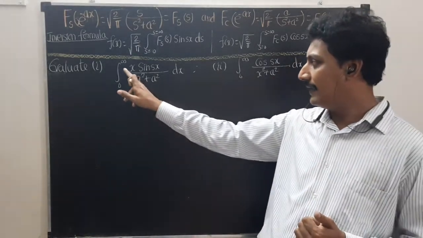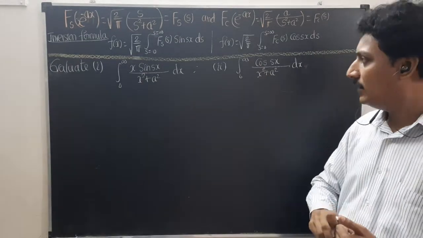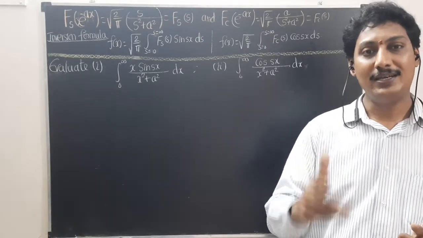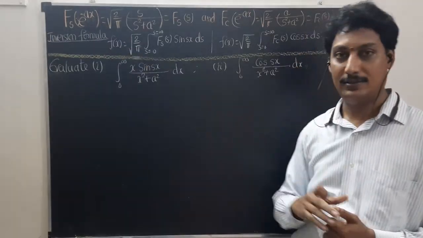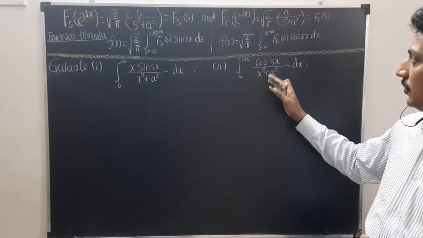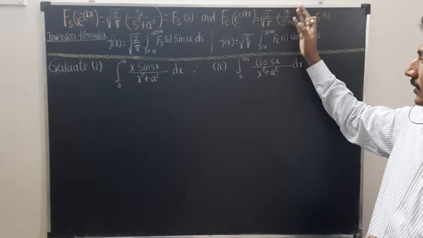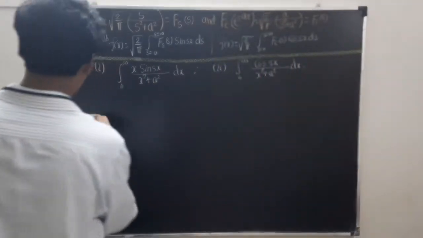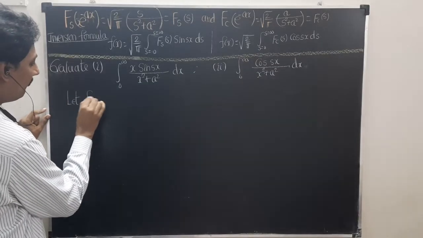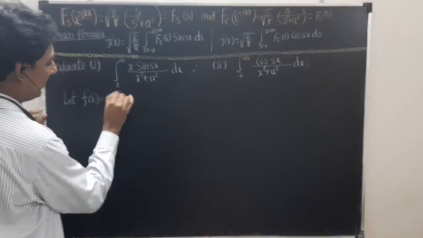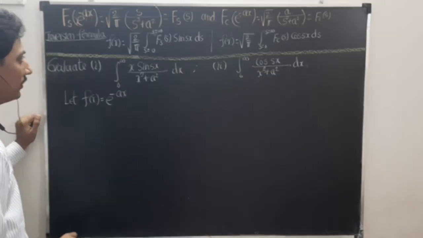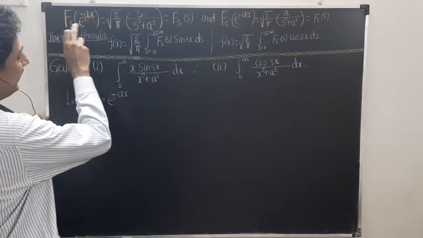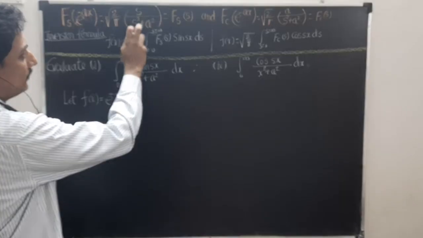In front of it I have x here in the numerator. When we get a variable in the numerator, it is for the sine transform of e power minus ax. When there is no variable in the numerator, only a constant, it comes into the cosine transform category. So I suggest you take f of x equal to e to the power minus ax, where a is a positive constant. By using the Fourier sine transform of e to the power minus ax, we already know it is root 2 by pi s by s square plus a square.